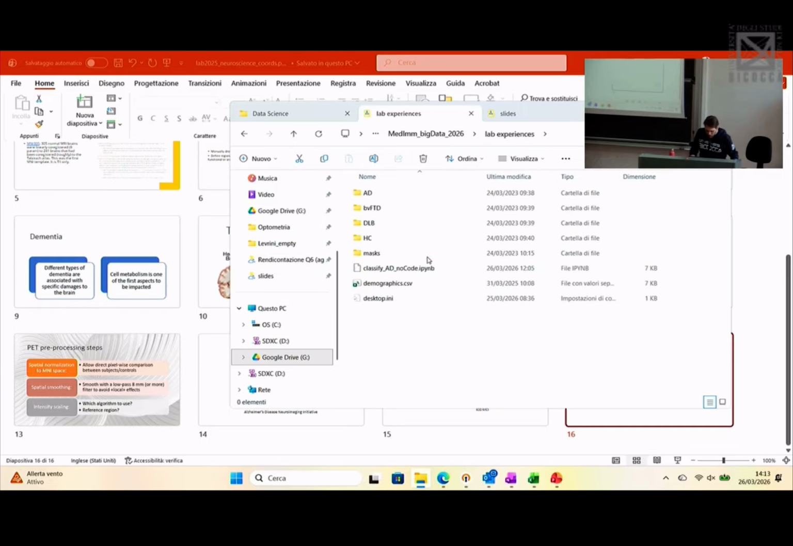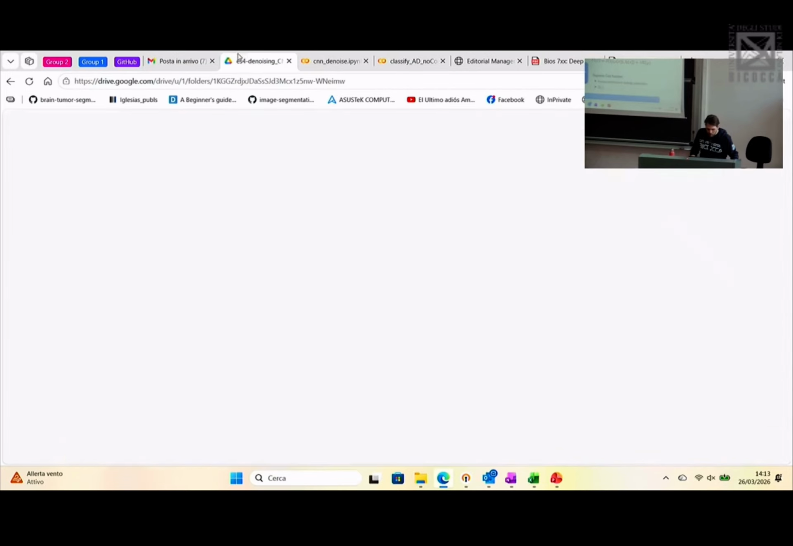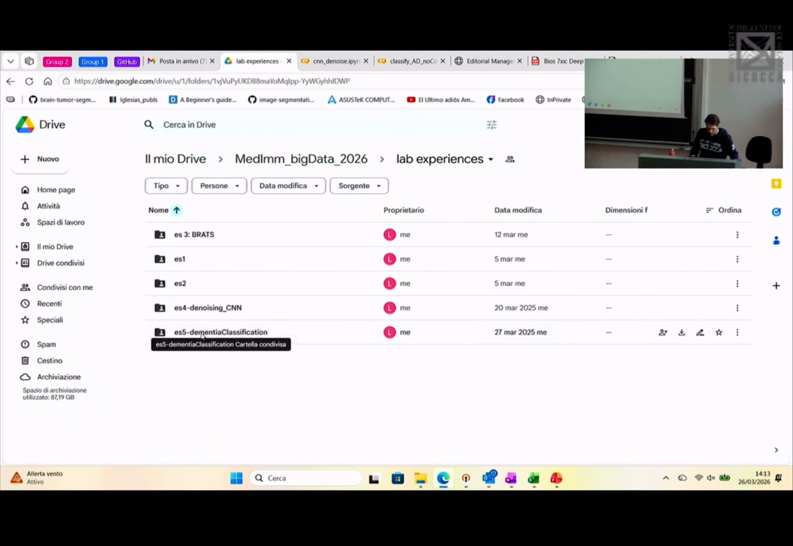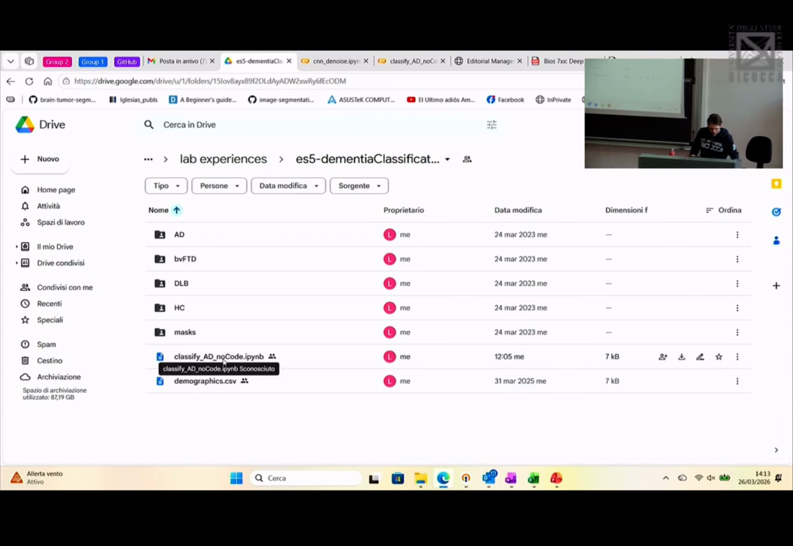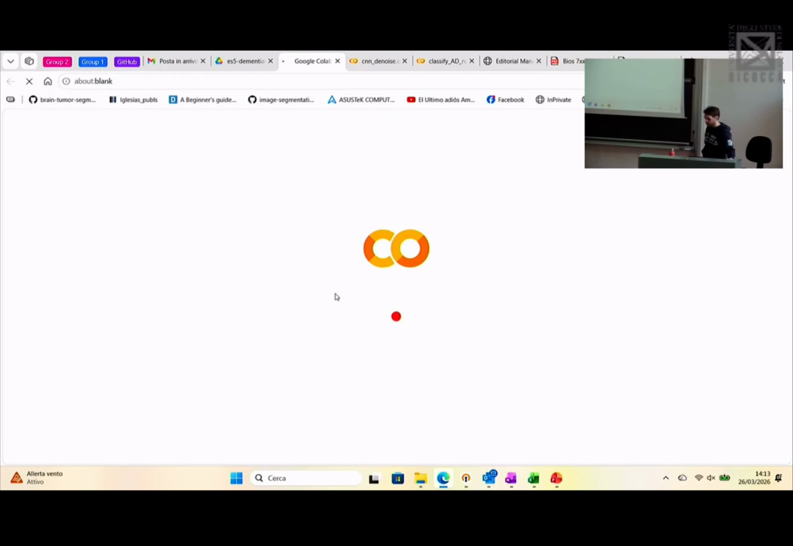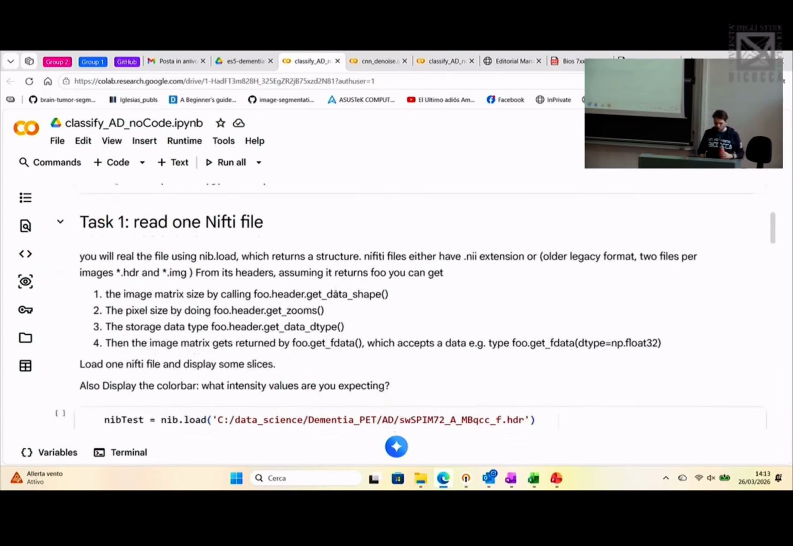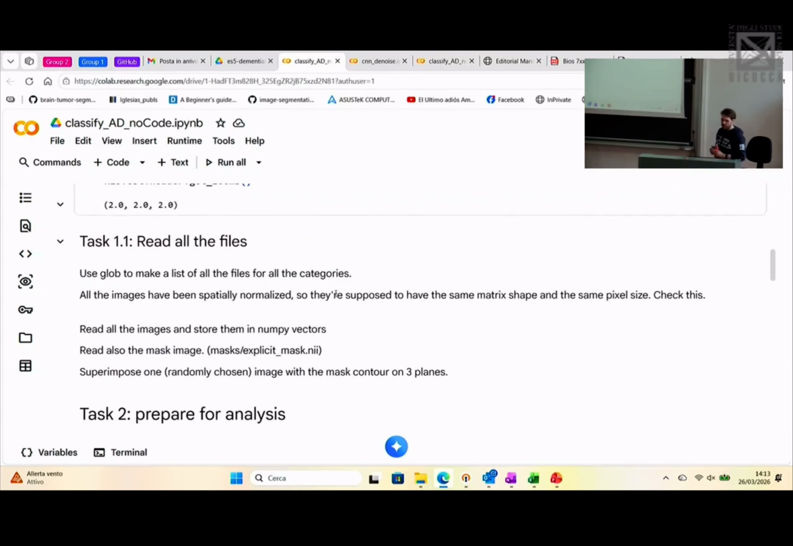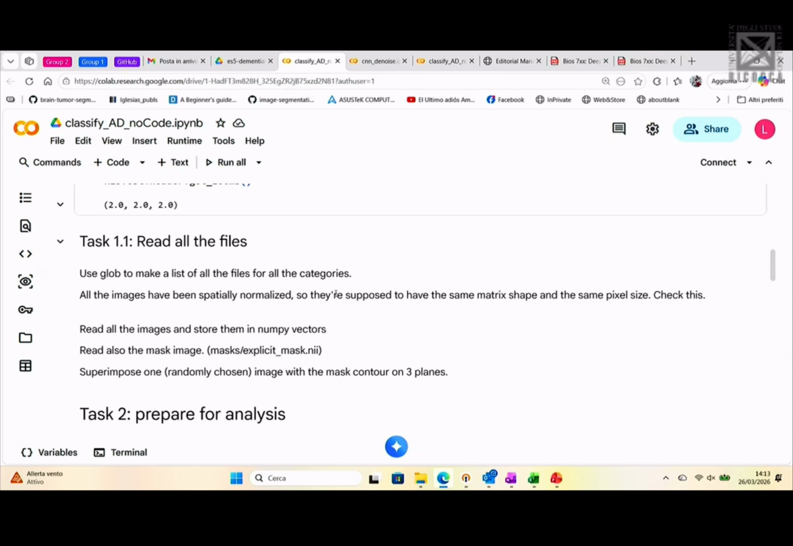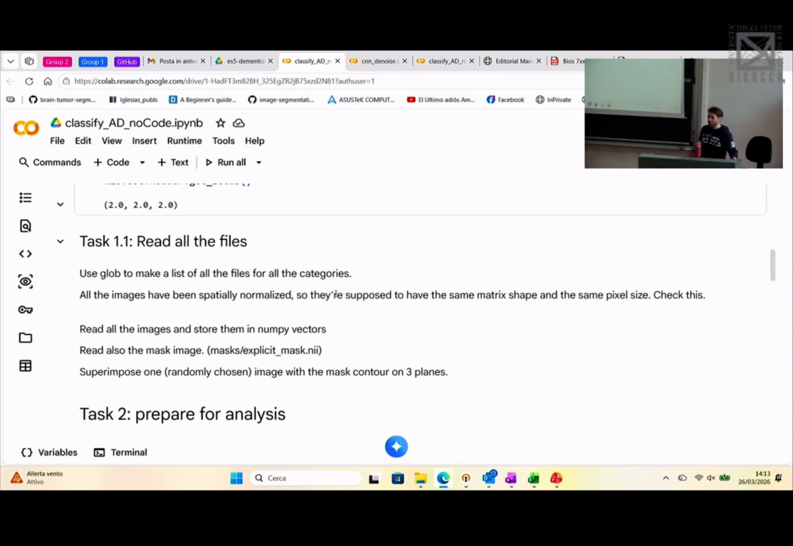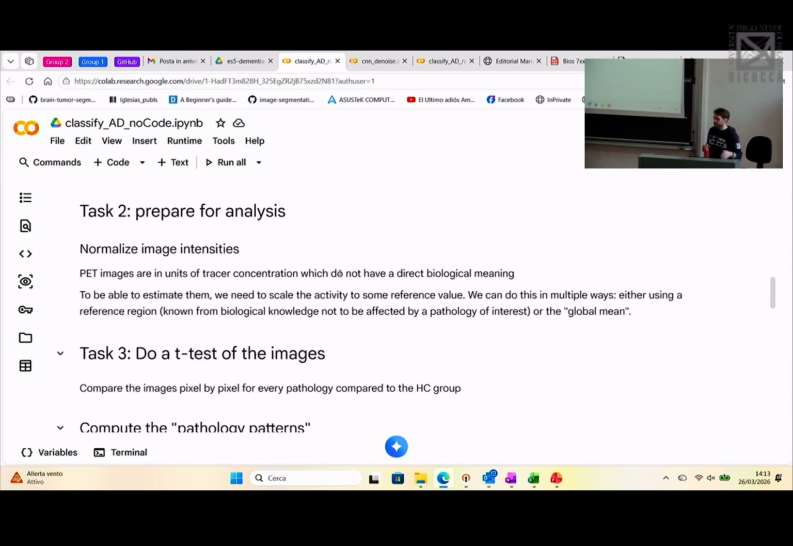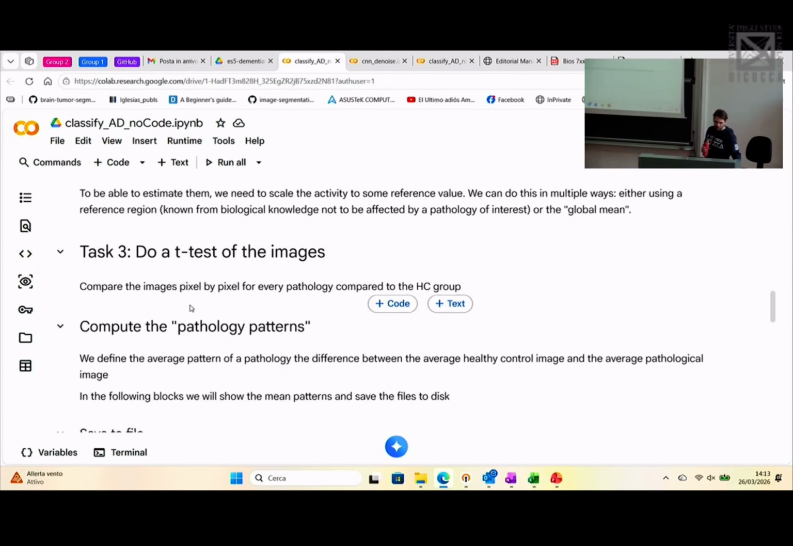And then we have the notebook. I don't have it open here. Let me open it. Classify AD. And so today, for the hour and something that is left, I will ask you to play around with some traditional analysis. I will ask you to try to really run the voxel-wise t-test. It will take like 20 lines of code. It's relatively easy, and so you can see how it works.